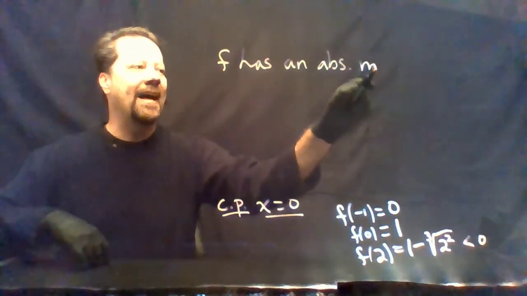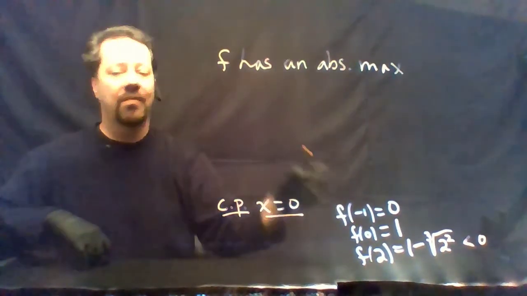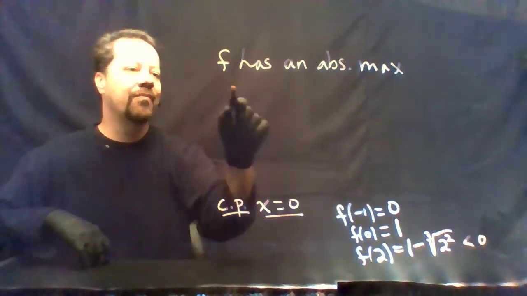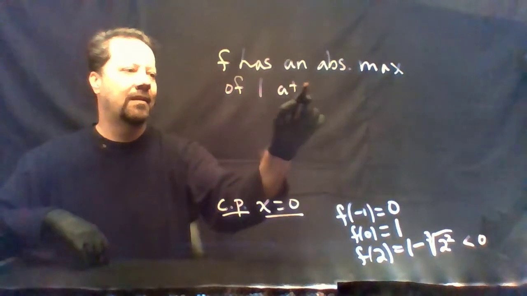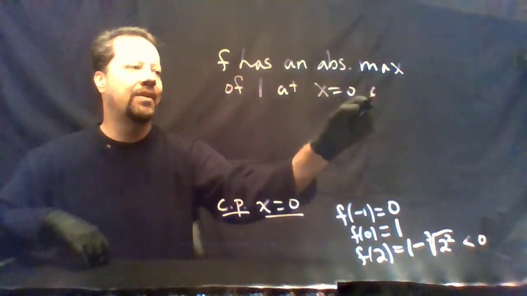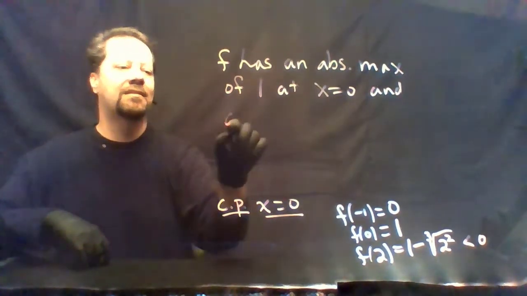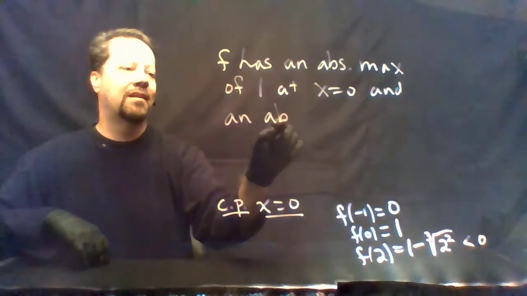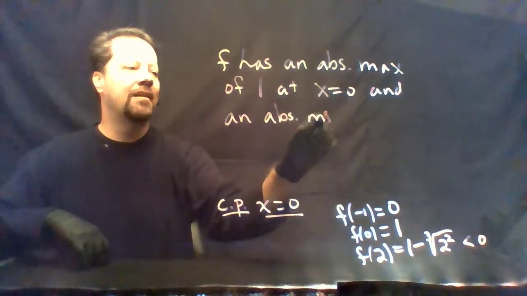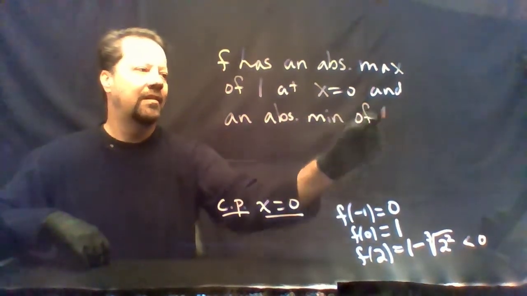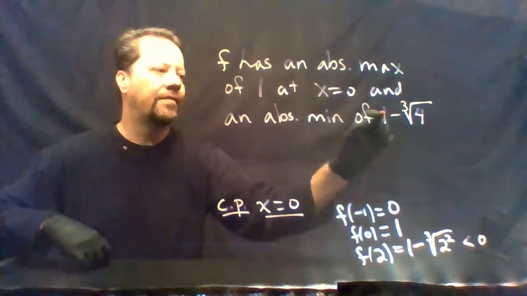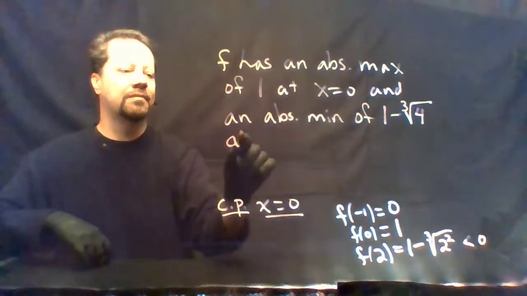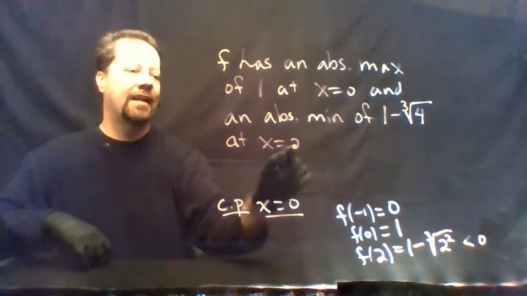We'll state our answer as f has an absolute max on the interval -1 to 2 of 1 at x equals 0 and an absolute min of 1 minus the cube root of 4 at x equals 2.